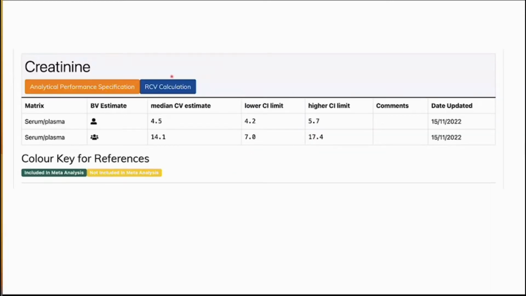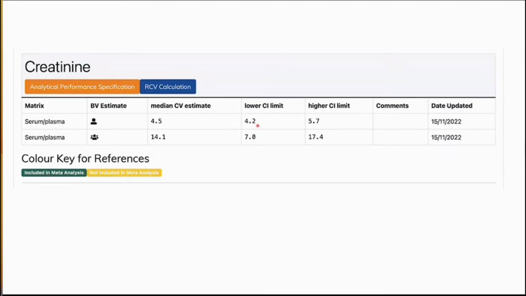And then, just since I'm going to be talking about creatinine later on, this is the current status of creatinine. The biological variation for the intra-individual variation is estimated to be 4.5%.